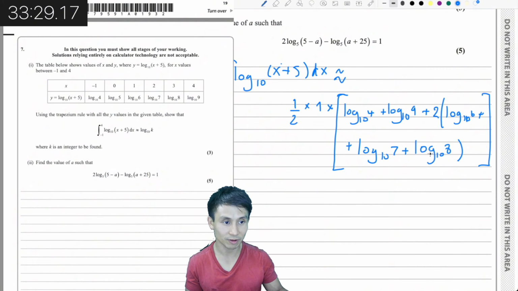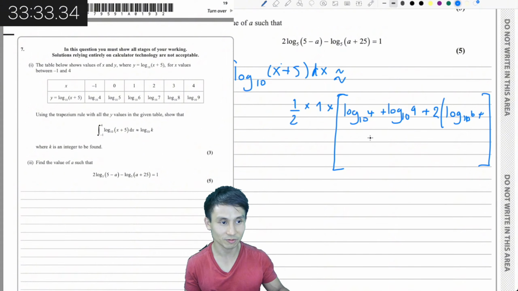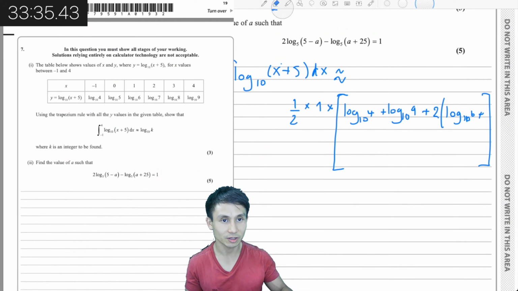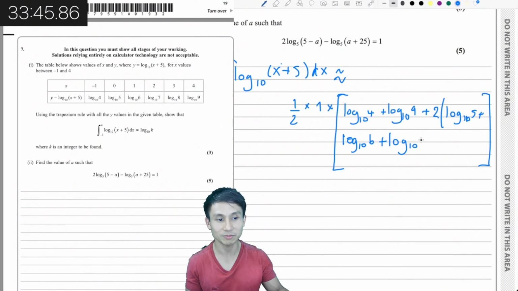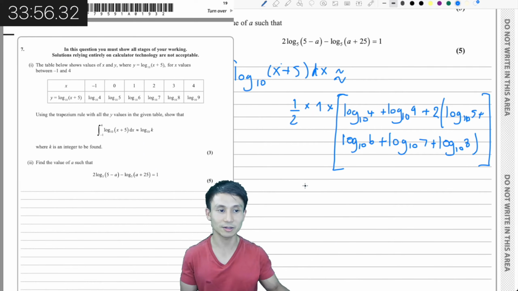4, 5, wait, where's 5? There's no 5. Oh no, I've got 5, almost. Hang on. So this is log 10 of 6. You actually don't need to write 10 though, because log without the base means log base 10. So we got 5, 6, 7, and 8 here in the brackets, right? Okay. All right, so that's it.